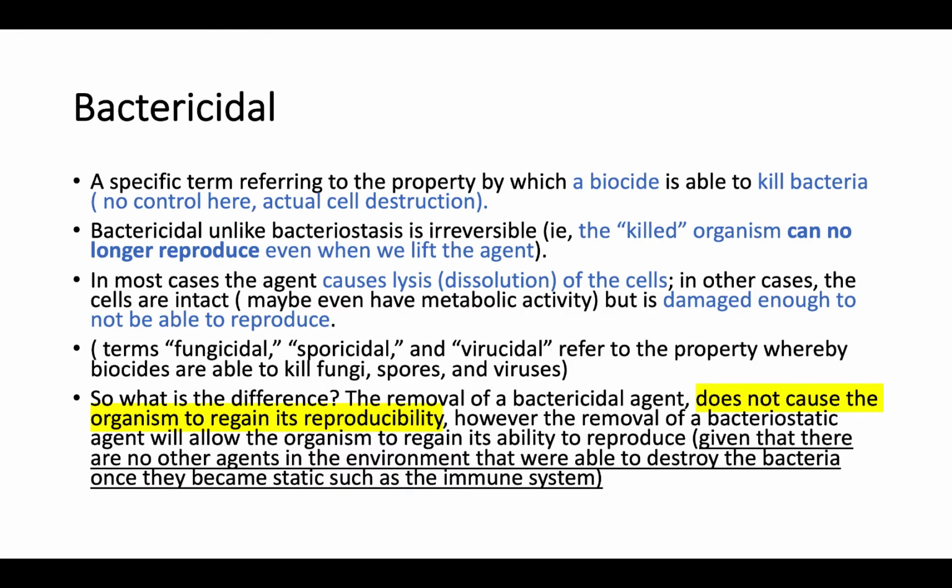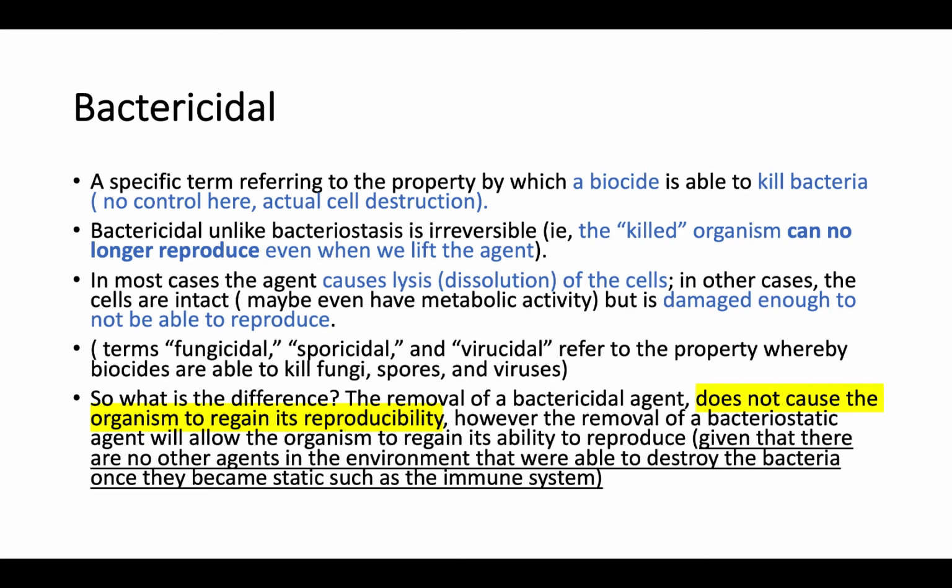Bactericidal is the opposite, a specific term referring to the property by which a biocide is able to kill bacteria. Here there's no growth control. This is removal of the ability to replicate. So you are destroying the cell. It's irreversible. Bactericidal is irreversible, whereas bacteriostatic is reversible. So the killed organism can no longer reproduce when you lift the agent.